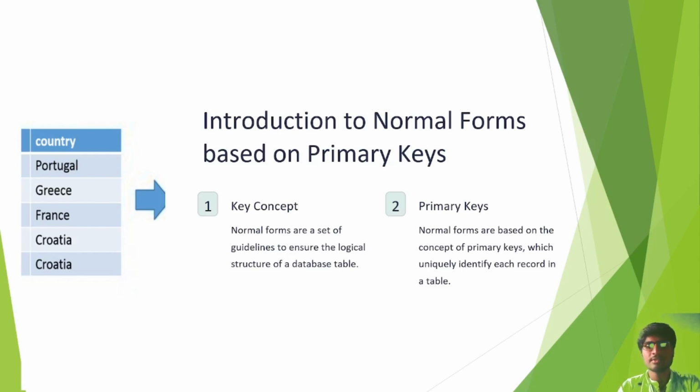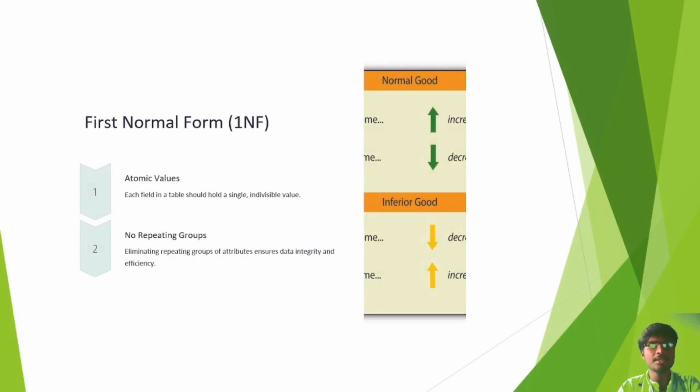The next one, first normal form. Here we have atomic values and no repeating groups. Atomic values means each field in a table should hold a single, individual value. Then what about no repeating groups? From the heading we can easily understand there will be no repetitions. Eliminating the repeating groups of attributes enhances data integrity and efficiency.